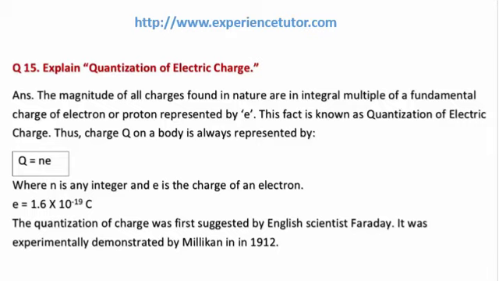Thus, charge Q on a body is always represented by Q = ne, where n is any integer and e is the charge of an electron. e is equal to 1.6 × 10^-19 coulomb. The quantization of charge was first suggested by English scientist Faraday. It was experimentally demonstrated by Millikan in 1912.